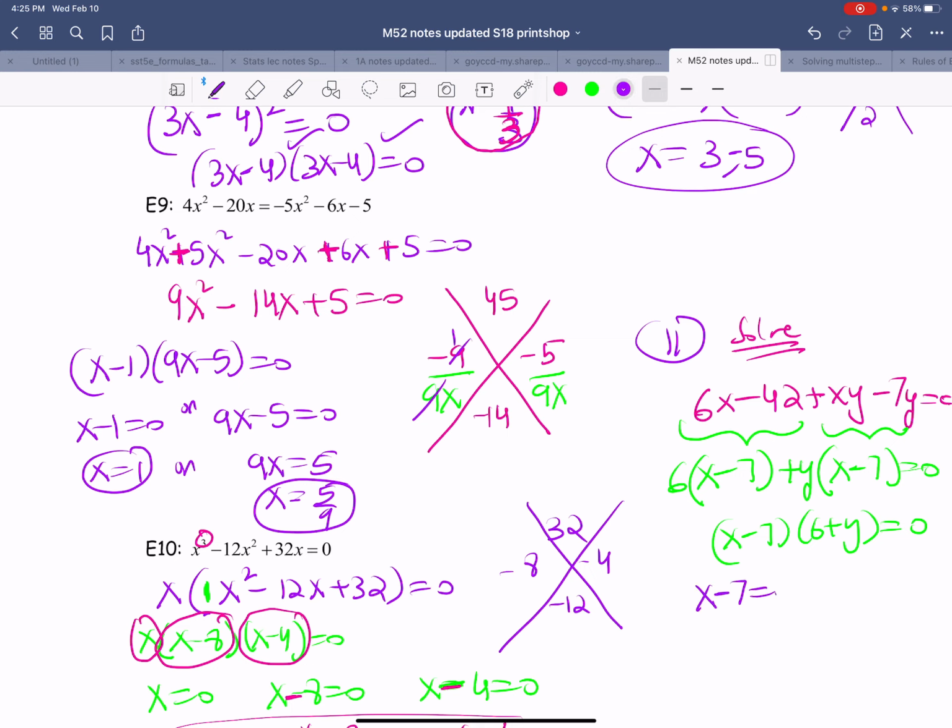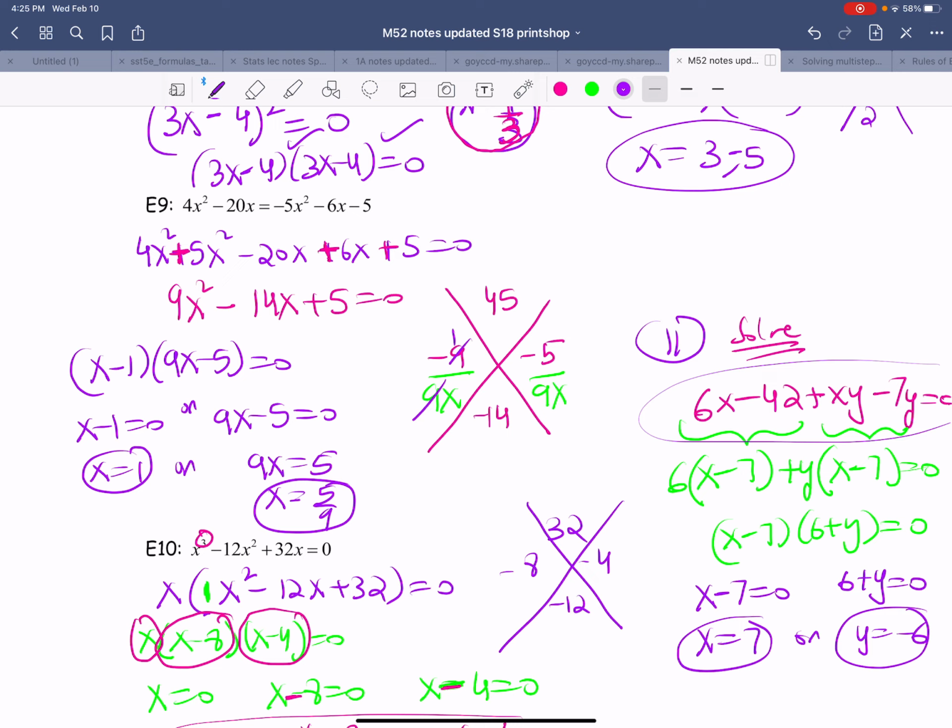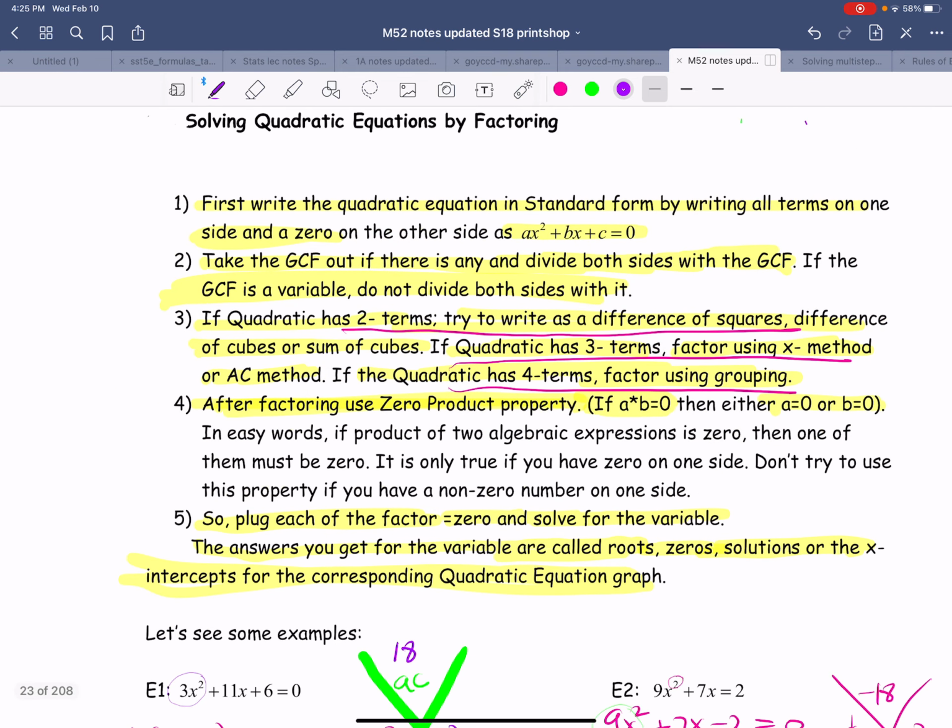All right, so now product of two factors is 0. One of them must be 0. So either x minus 7 is 0 or 6 plus y is 0. To isolate, I get either x is 7 or y is negative 6. That means this equation, the one we started with, the left-hand side will become 0 if x is equal to 7 or y is equal to negative 6. Again, one more time, I suggest that you read this portion again and memorize all this, because we'll be mixing up all the strategies of factoring we've talked about so far when you're solving a quadratic equation by factoring.